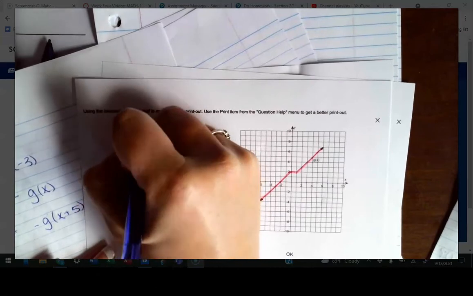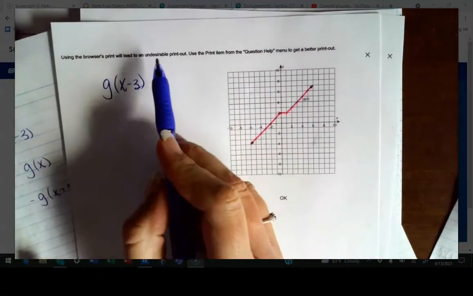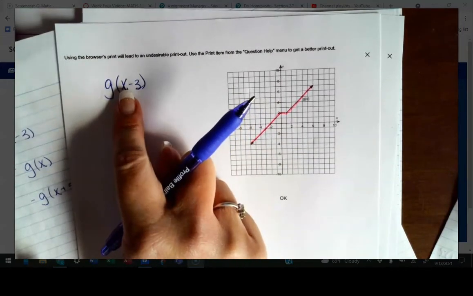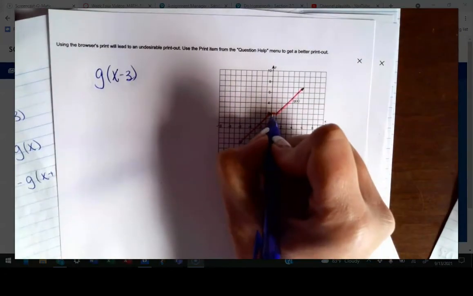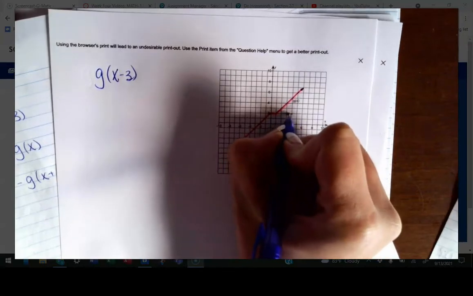We've got g of x minus 3. So what does that mean? I've got a minus 3 inside of grouping symbols, and that tells me to move it right 3 units. So I'm going to take my little stair step, pick it up, and go 1, 2, 3. And I'm going to plop him down.